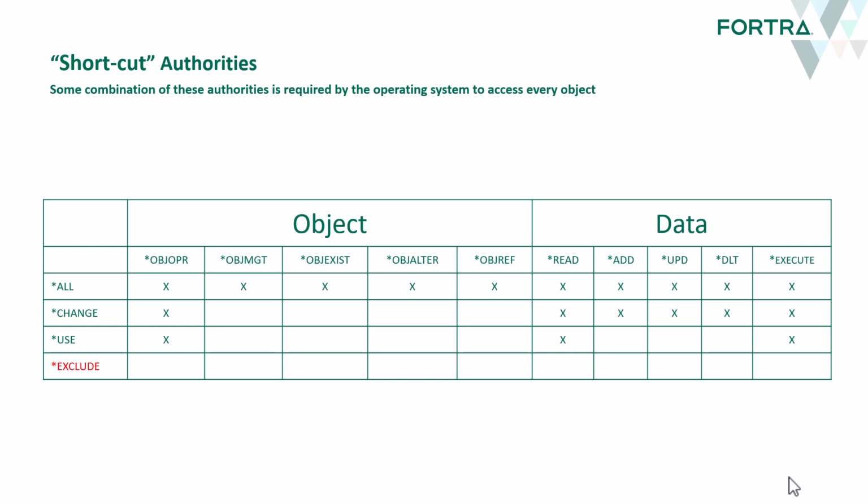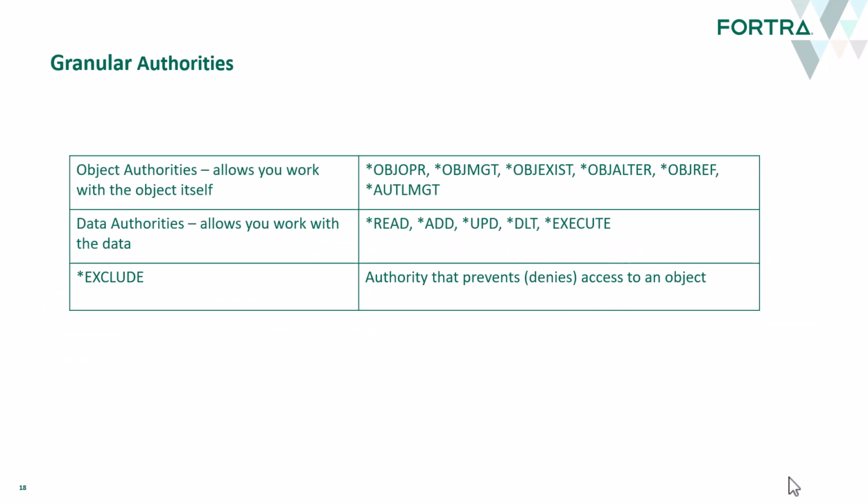So if we go and do a deep dive into these, when we look at object authorities, they allow you to work with the object themselves. The data authorities let you work inside the object. So now we're talking about files, and being able to adjust records and change things. And exclude is denying you any access to that object at all.